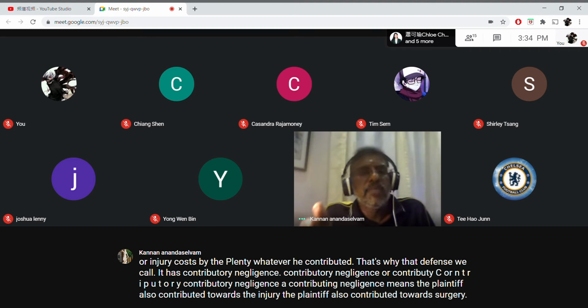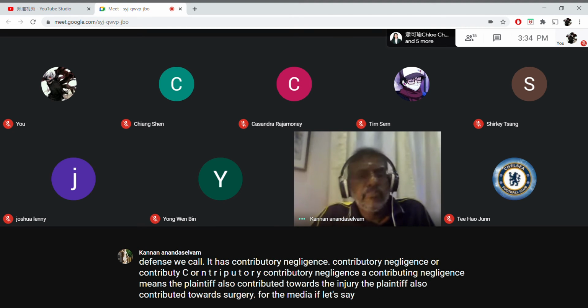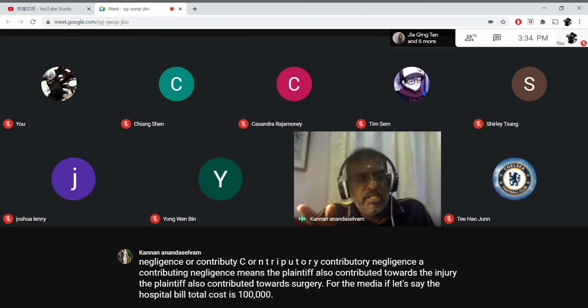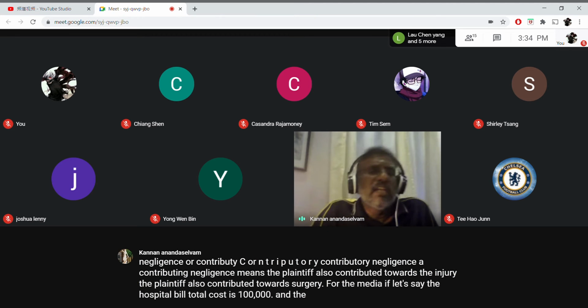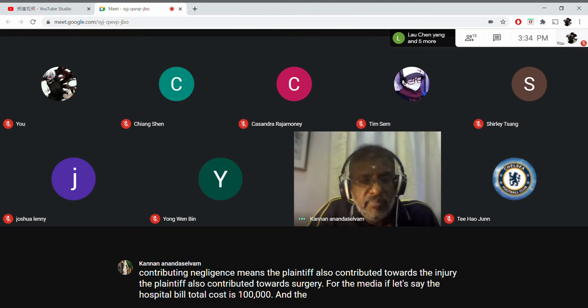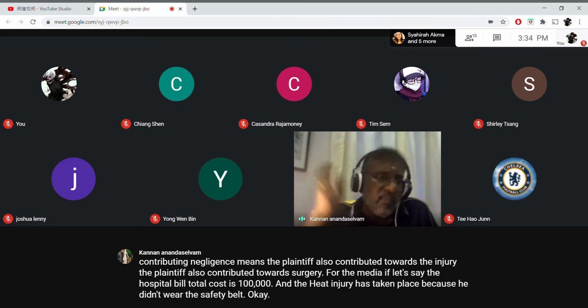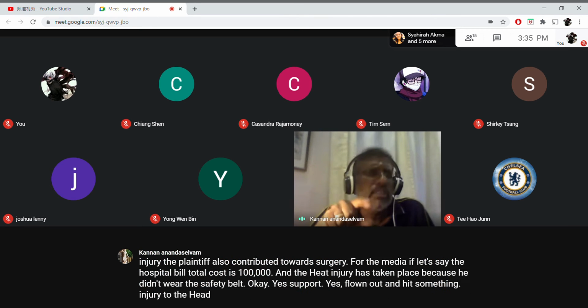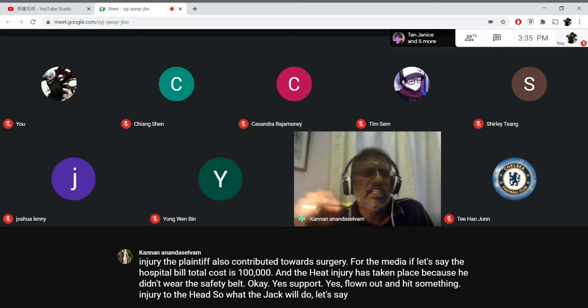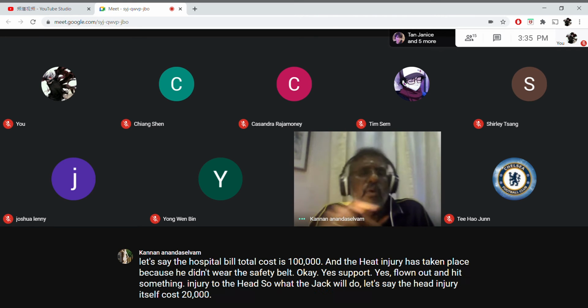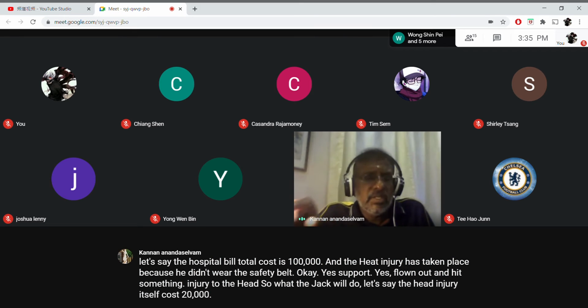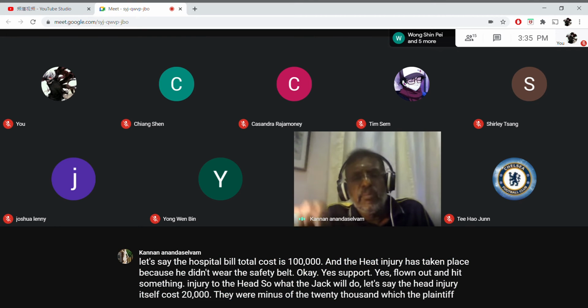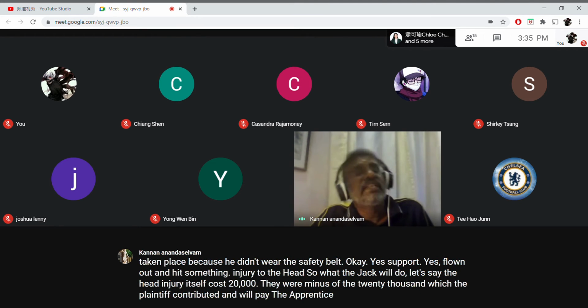So that means if let's say the hospital bill total cost is 100,000, and the head injury has taken place because he didn't wear the safety belt. He has flown out and hit something, head injury to the head. So what the judge will do, let's say the head injury itself cost 20,000. He will minus off the 20,000 which the plaintiff contributed and will pay the plaintiff the balance 80,000.